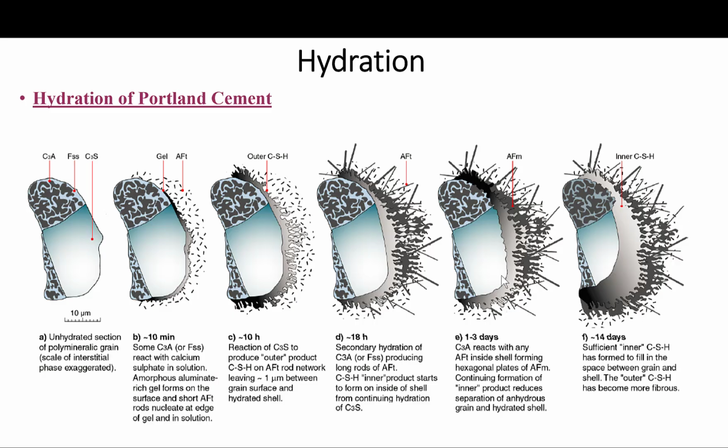If you look at these figures, according to this theory by Professor Scrivener, see figure A right here, which shows a section of an unhydrated cement grain with the phases present: C3A, C3S, and the ferrite phases, for example. Of course, these are exaggerated, but this is a good representation, and I really wanted to show it because it shows a lot and drives the point.